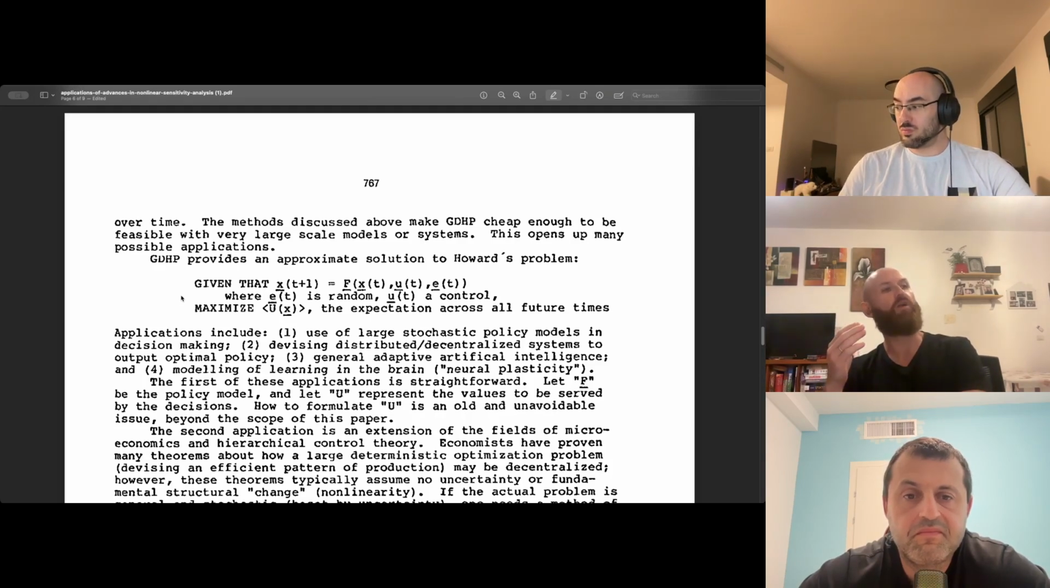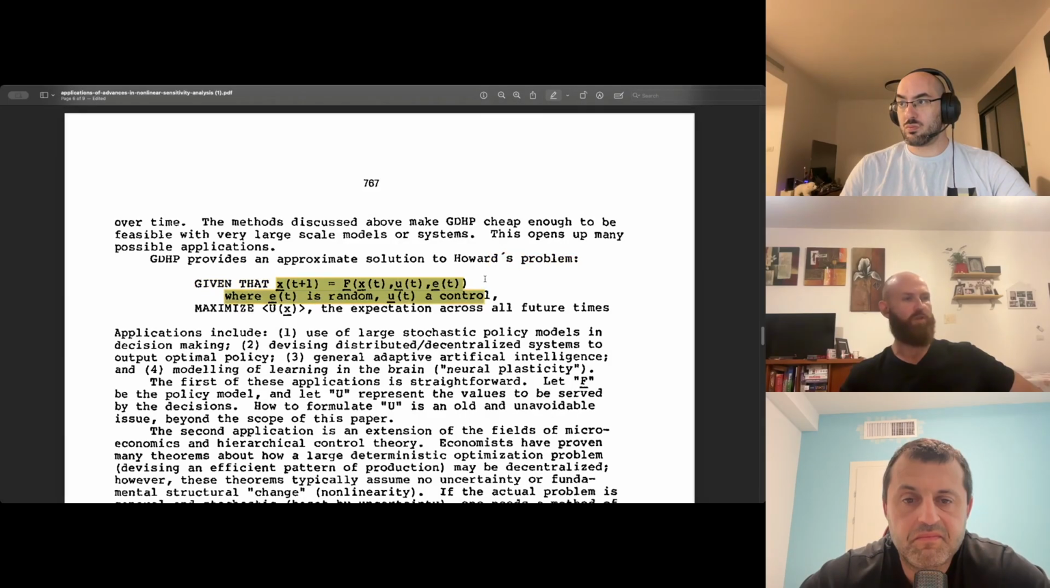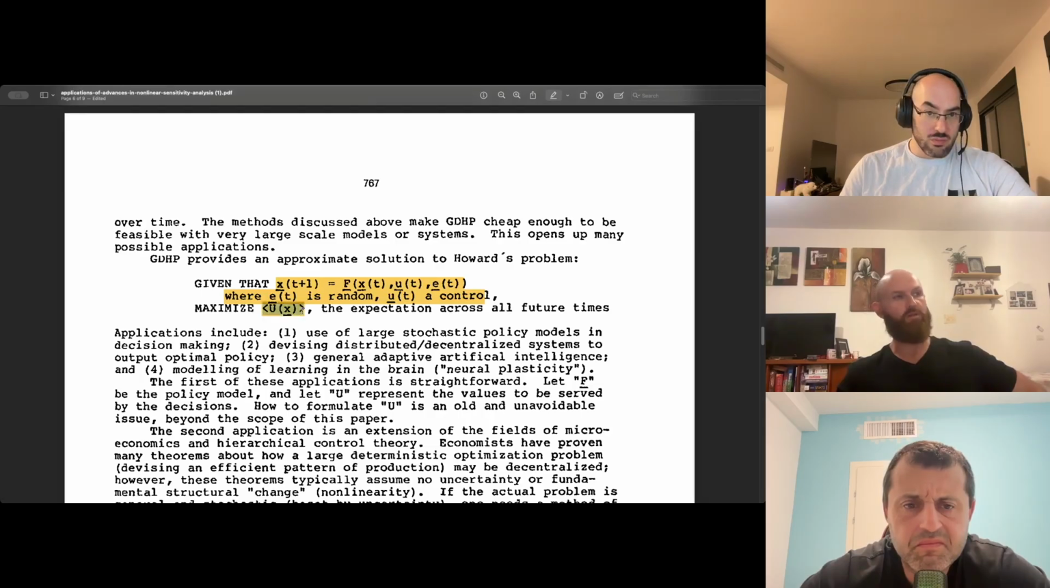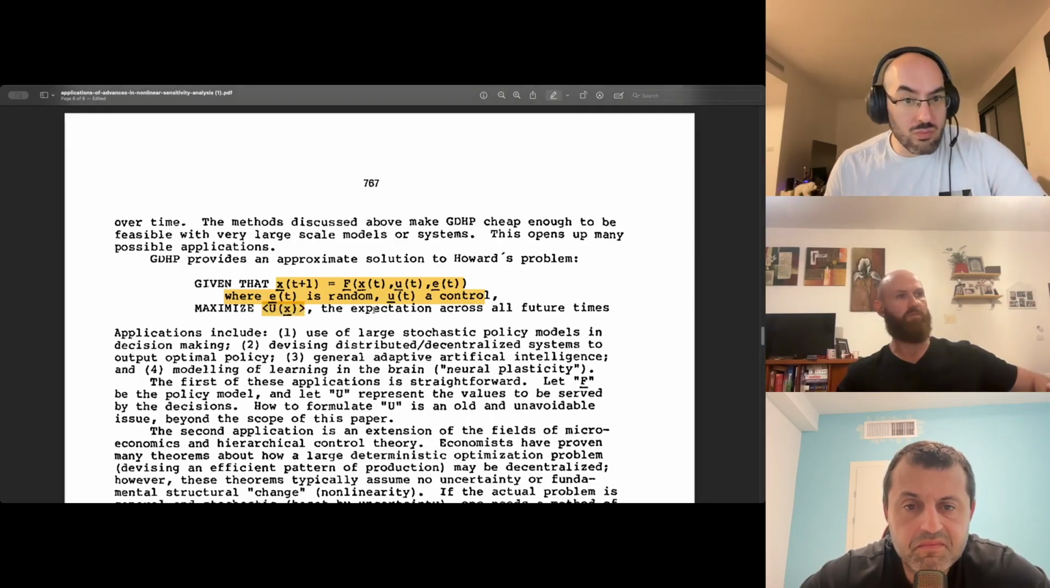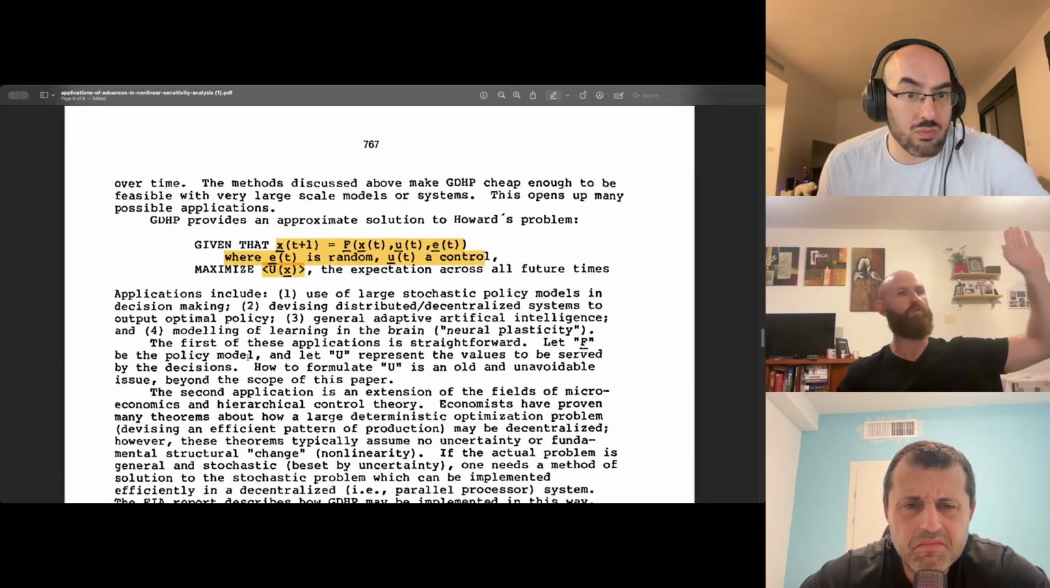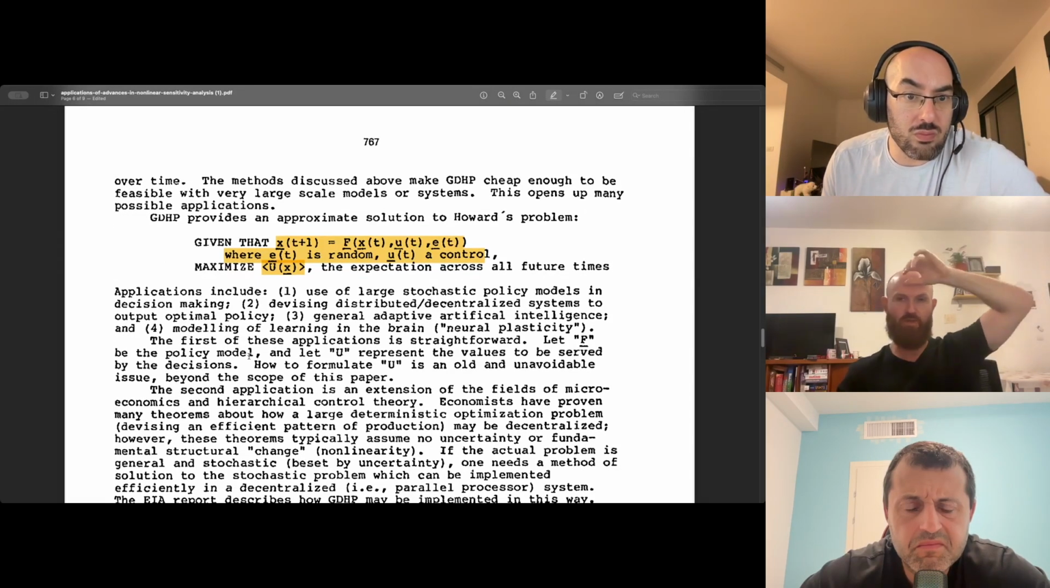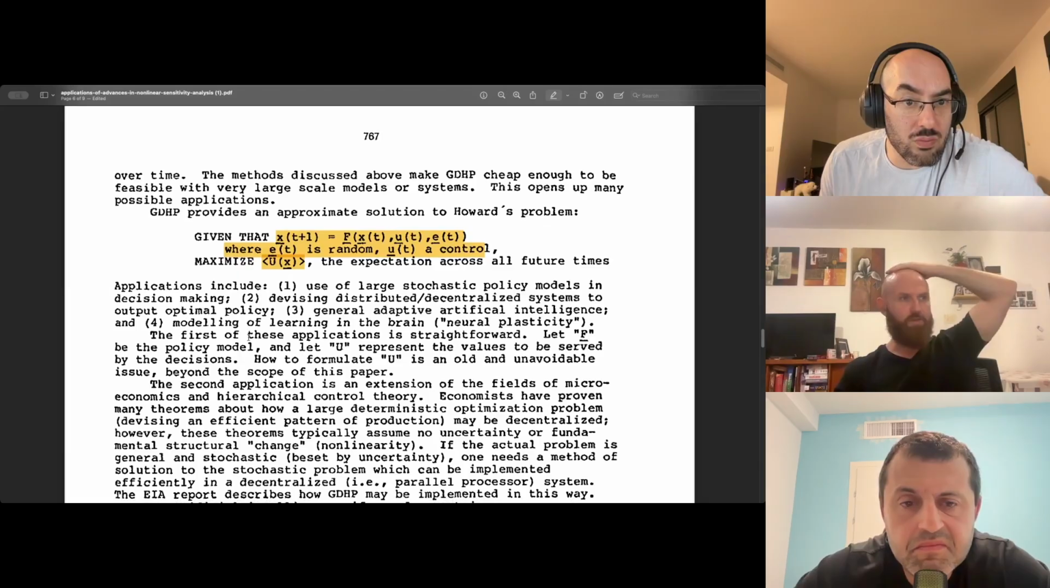So you have some kind of Markovian process again, and the next step, t+1, equals some kind of nonlinear function of the current state, the action that you do, and some noise. And the idea is to maximize the outcome you want across all future times. So again, we have a classical dynamic programming problem.